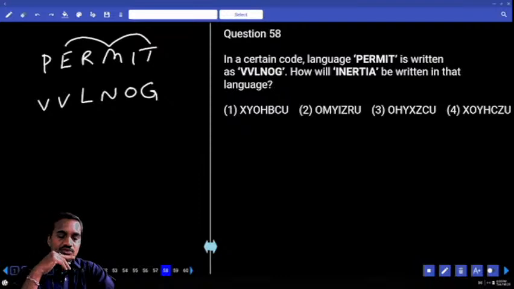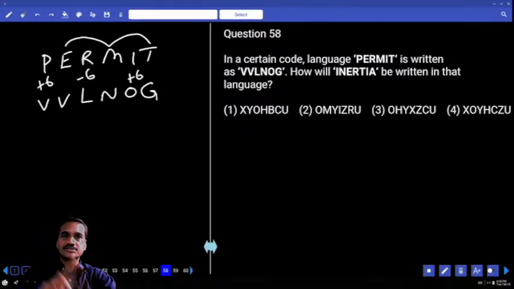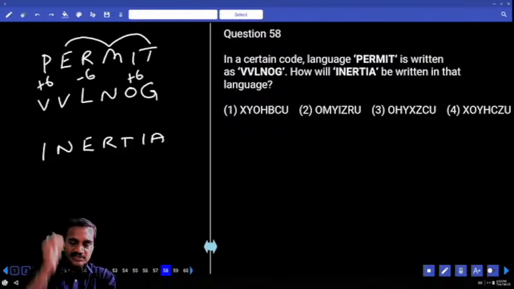Then P and V is plus 6. R and L, 18 and 12, is minus 6. And I and O is plus 6. For the remaining letters it is plus 6, minus 6, plus 6. And coming to INERTIA. Now in this, every alternate letter starting with the second.